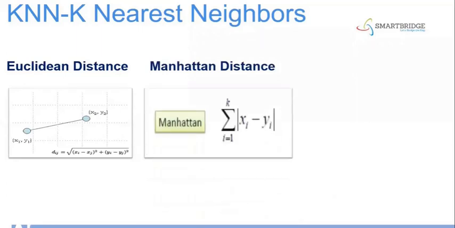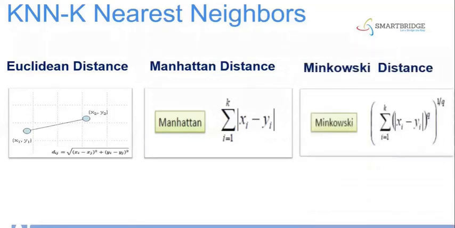And another one is Manhattan. The formula of Manhattan is the sum from i equal to 1 to k of the absolute value of xi minus yi. And then you have Minkowski distance. The formula of Minkowski distance is this one. All right, so these are all the formulas that are used for calculating the distance.